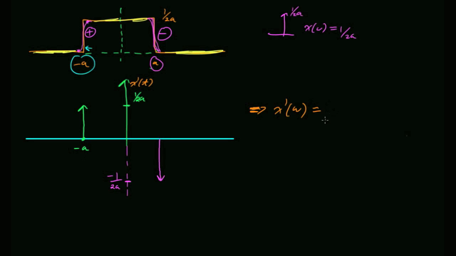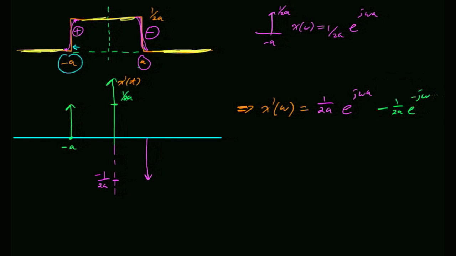E to the j omega a. So by inspection, this is the Fourier transform of that impulse. Now I've got to do the Fourier transform of that impulse. Can someone help me out there? Minus 1 over 2a, that's the area of the impulse, e to the negative j omega a.